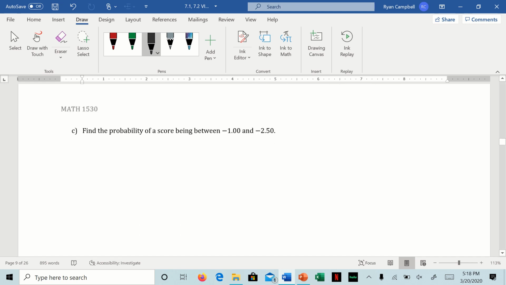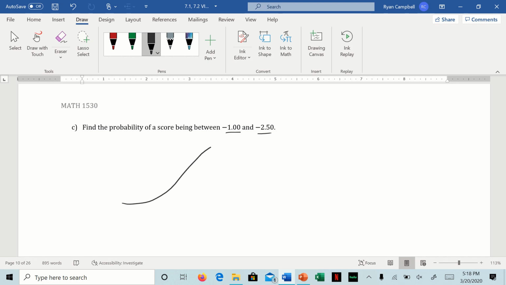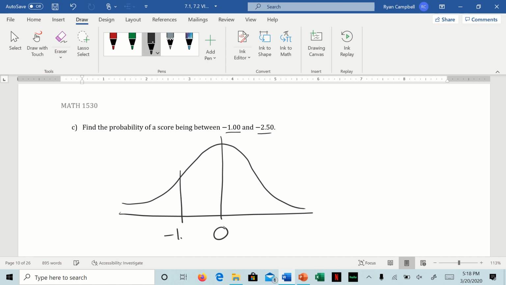Part C, find the probability that the score is between negative 1.00 and negative 2.50. So right there in the middle, right, we get 0. So negative 1 is going to go to the left of that. Negative 2.5 is going to be even more negative, so even further to the left. Since we want it in between, we shade in between. And this is the area we want, which is good because we want probability. That's our blank spot. We know we're doing it right.